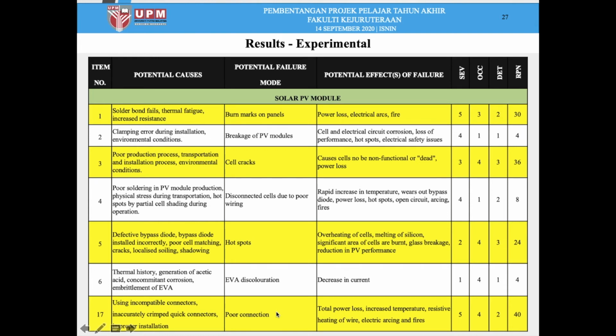So the reason why I highlight this is because these are the failures that I want to try to simulate inside of the experiment. I cannot simulate burn marks, cell cracks, hot spot, but I can simulate the effects that are caused by these failure modes. All of these failure modes have similar effects, which are really severe, such as electrical arcs, fire, overheating of cells, total power loss, as well as heating of wire again, and electrical arcing. So I want to simulate this inside of the experiment.